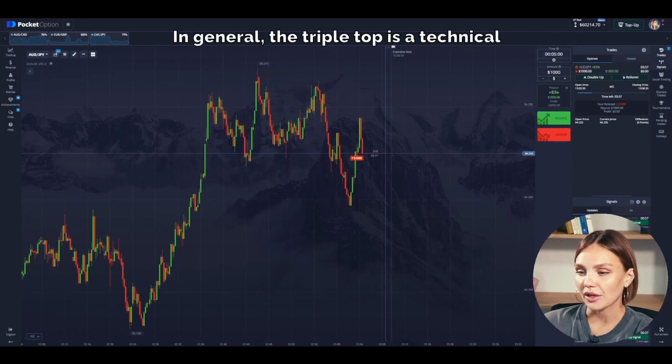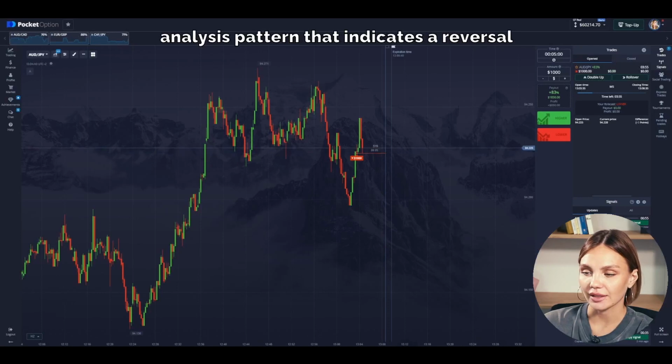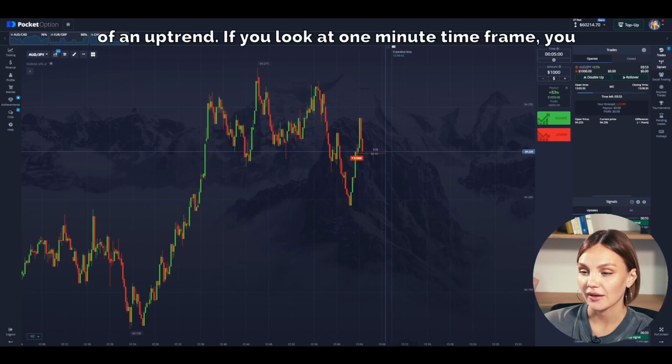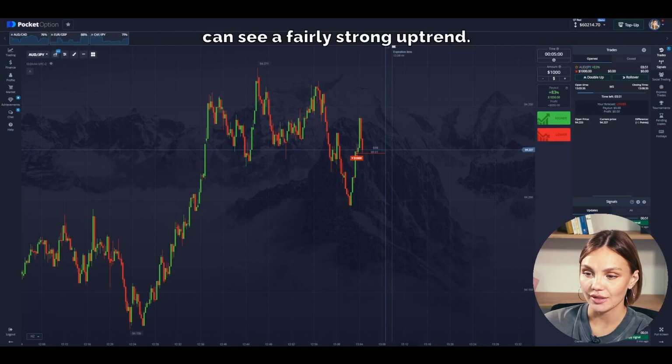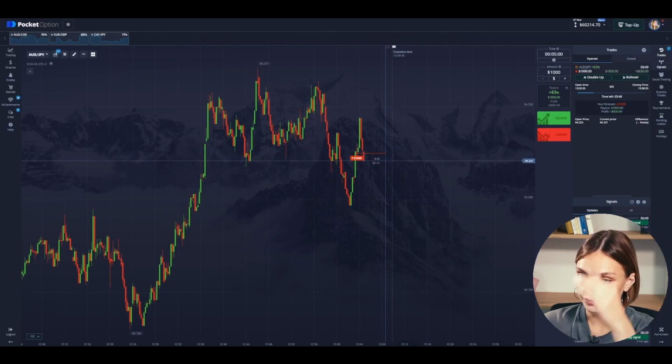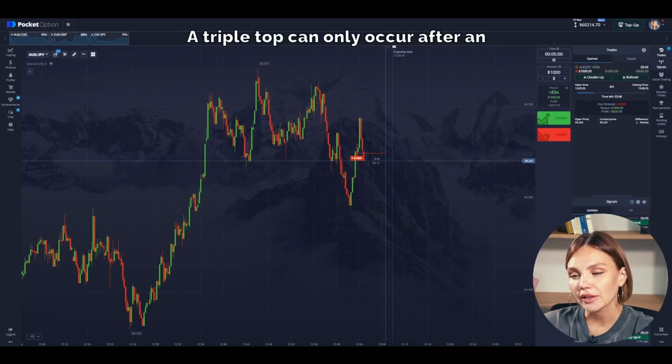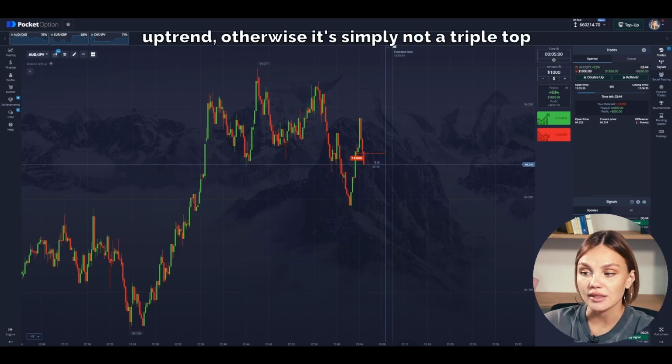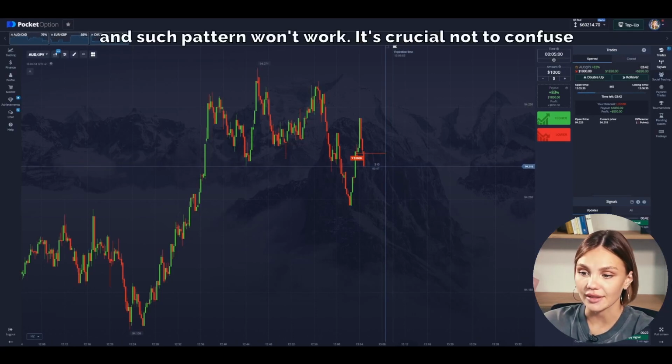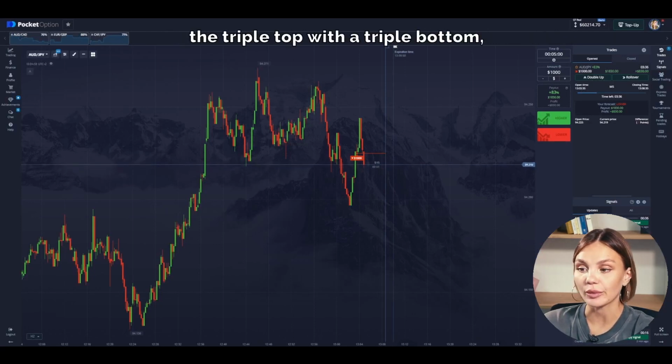In general, the triple top is a technical analysis pattern that indicates a reversal of an uptrend. If you look at 1-minute time frame, you can see a fairly strong uptrend. A triple top can only occur after an uptrend, otherwise it's simply not a triple top, and such pattern won't work. It's crucial not to confuse the triple top with a triple bottom.